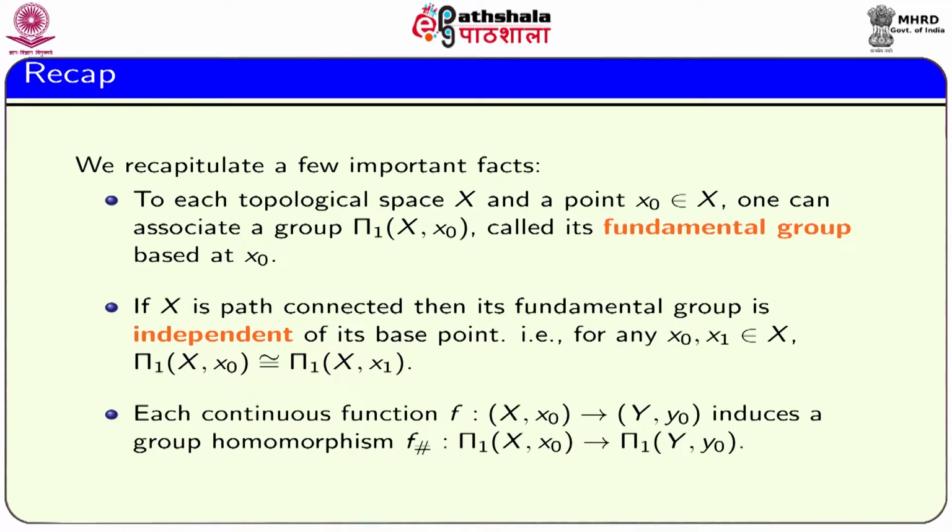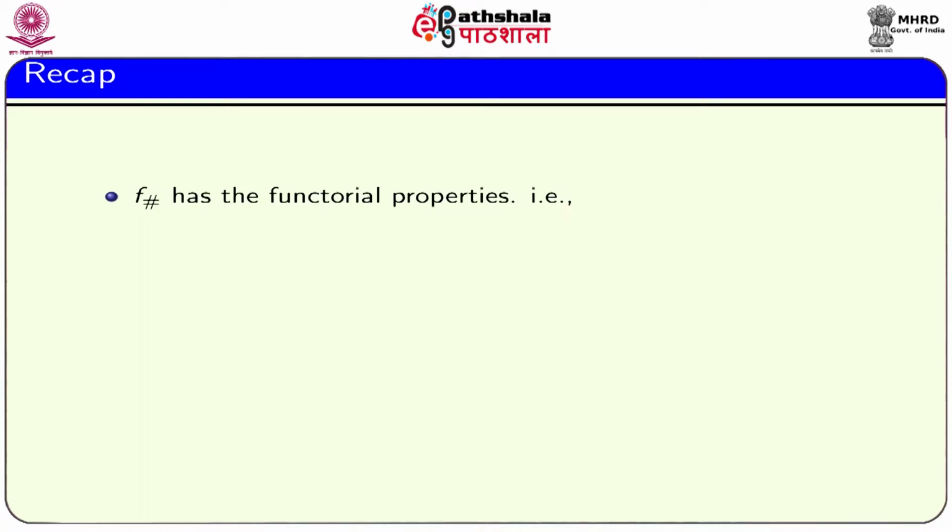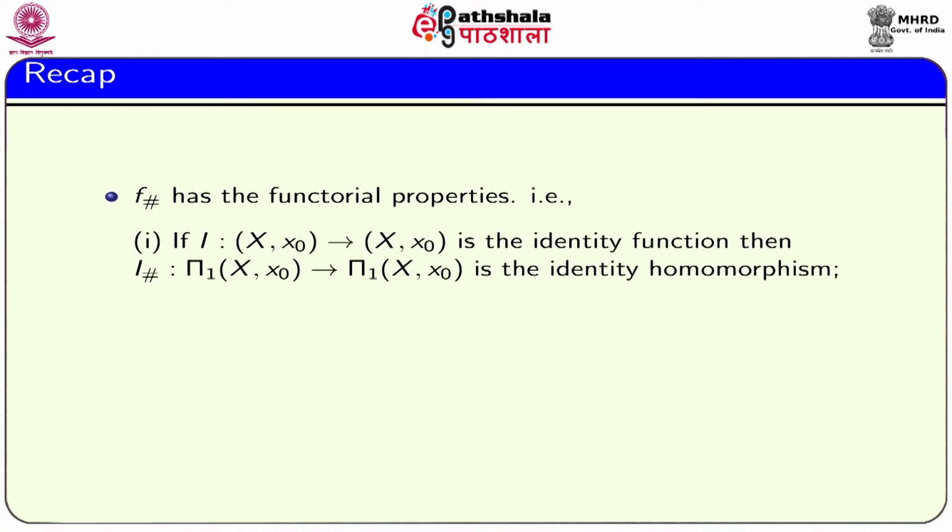Each continuous function f between the pointed topological spaces x0 and y0 induces a group homomorphism f sharp between the corresponding fundamental groups. This f sharp has the functorial properties. That is, if I is the identity function from X to X which takes x0 to x0, then I sharp, the induced homomorphism from pi1(X) to pi1(X), is once again the identity homomorphism.